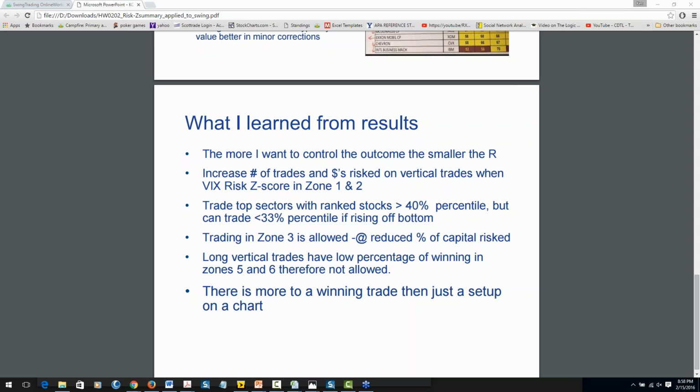Dave asked me, looking to create a risk Z for other markets in countries that don't have a VIX. What I would suggest on that one is the Slopestat, because that will tell you when you get a volatility spike.